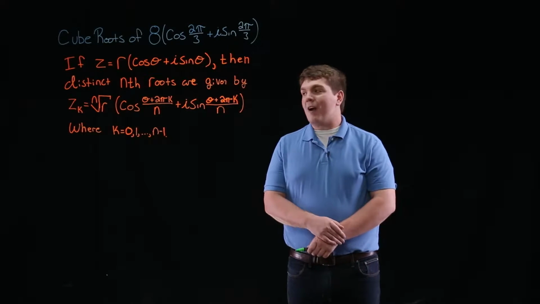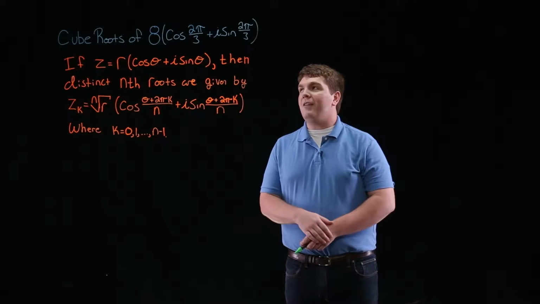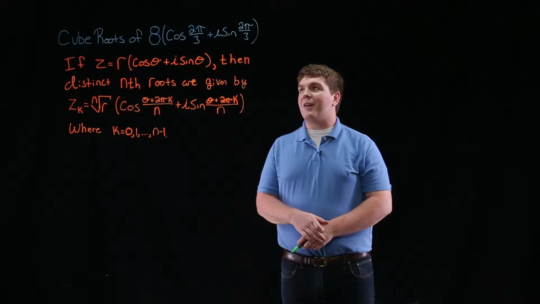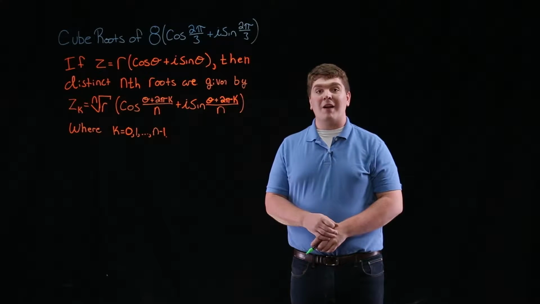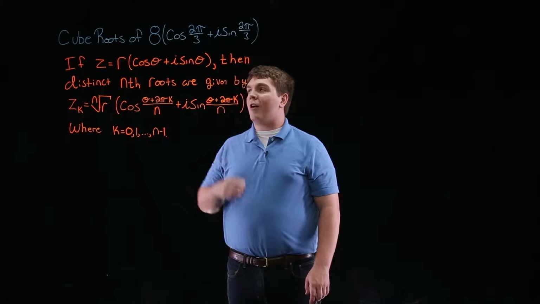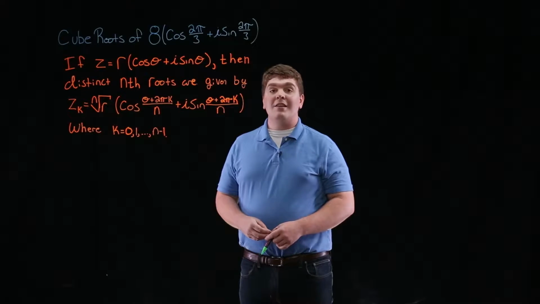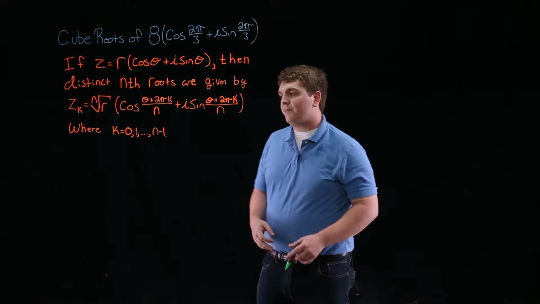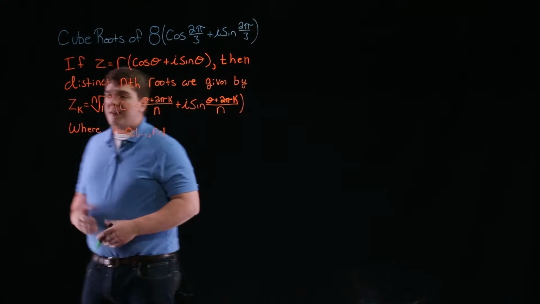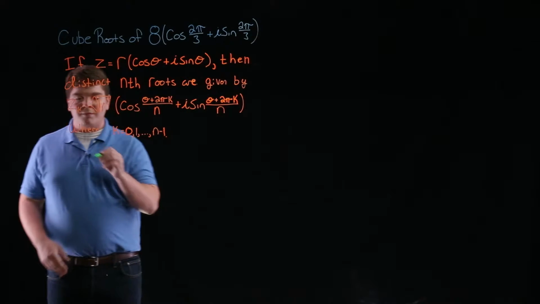For this problem, we're asked to use this formula to find the cube roots of 8 times cosine of 2 pi divided by 3 plus i sine of 2 pi divided by 3. Now let's begin by noting that in our problem, our r is equal to 8 and the angle theta is 2 pi divided by 3. So let's begin by finding our roots in terms of k.